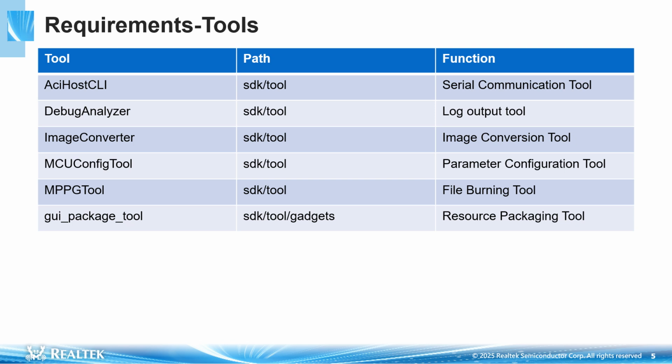After obtaining the SDK, within the SDK or tool directory, the functions of the tool files marked in the table above, from top to bottom, are as follows. 1. Serial communication tool. 2. Log printing tool. 3. Image conversion tool. 4. Parameter configuration tool. 5. File burning tool. In the SDK or tool or gadgets directory, there is also an important tool whose function is to package the user's UI resources, including fonts and images. For specific usage instructions, you can refer to the Files section of the charge case documentation.